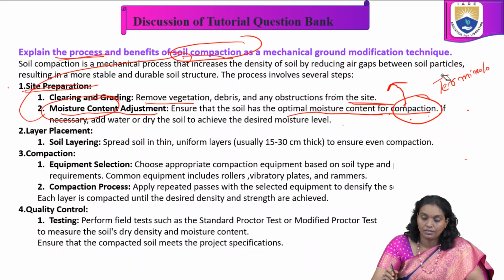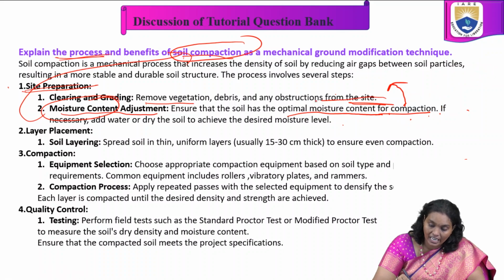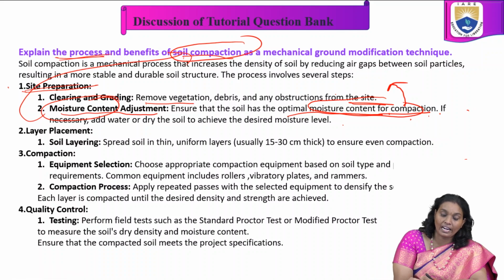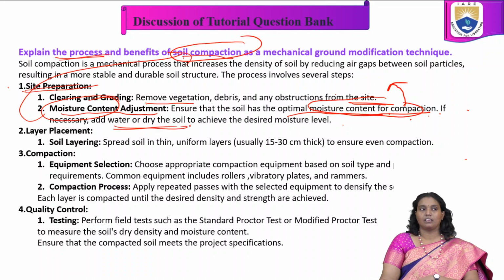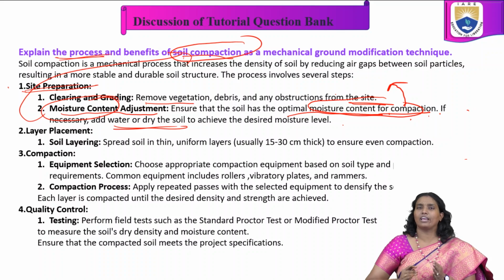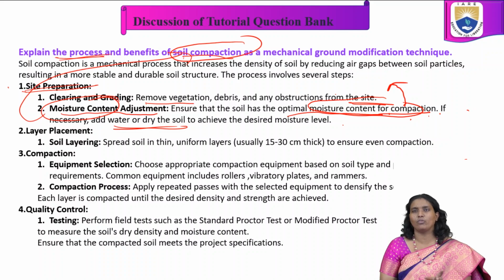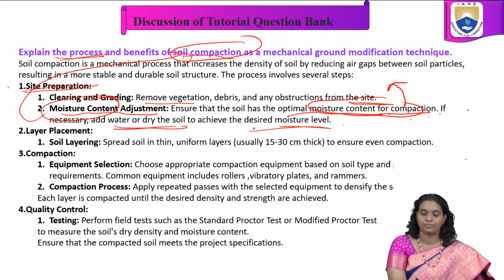Ensure that soil has optimal moisture content for compaction. If necessary, add water or dry the soil. It depends. Sometimes the soil may be very dry, and we add water for moisture content adjustment. Sometimes it may be wet, and we do some drying, whatever is implemented, to achieve the desired moisture level.